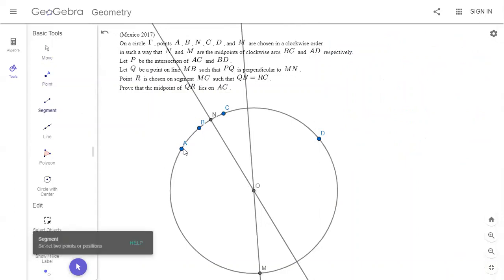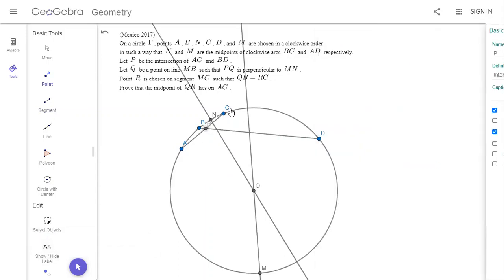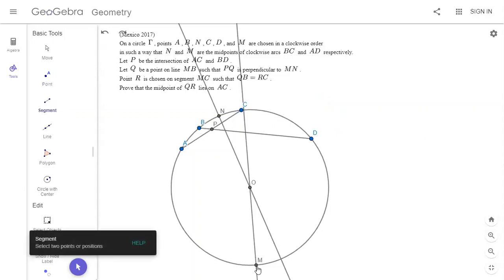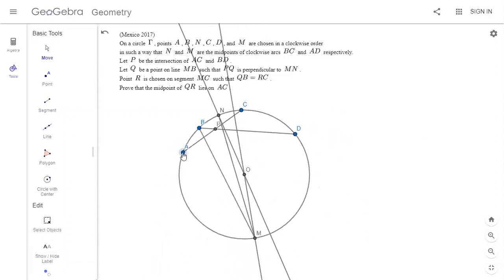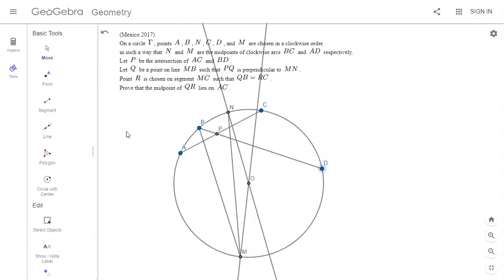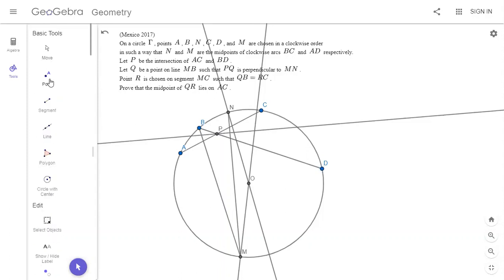P is the intersection of AC and BD. All right. Q is on MB, such that PQ is perpendicular to MN. That's weird. Okay, so we draw the perpendicular. Let me space these apart a little bit more. Yeah, that looks better. So we draw the perpendicular to MN. And we let it intersect MB at Q.